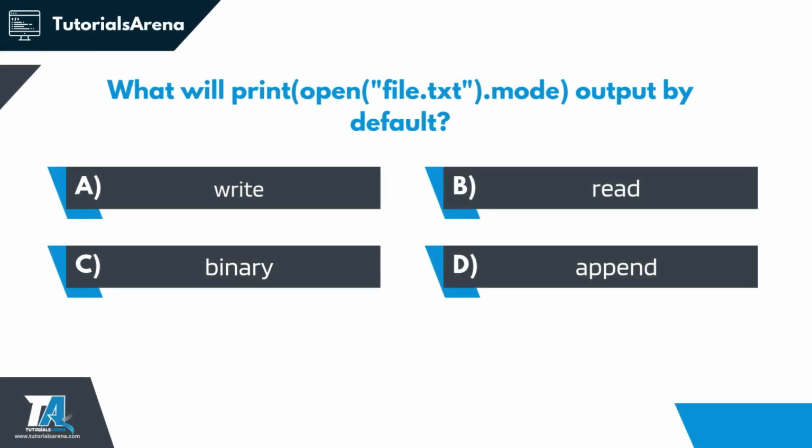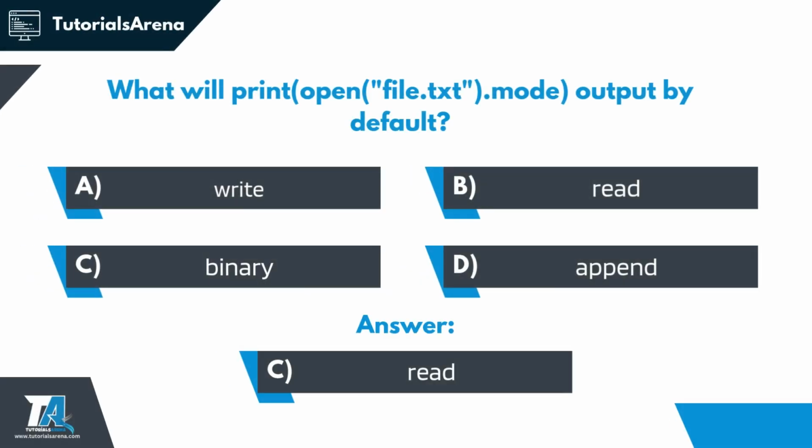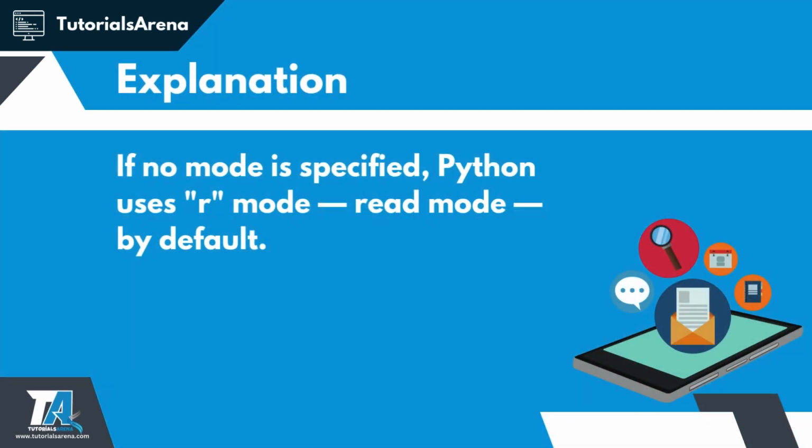What will be the default output of this print statement? The correct option is option B, red. If no mode is specified, Python uses read mode by default.